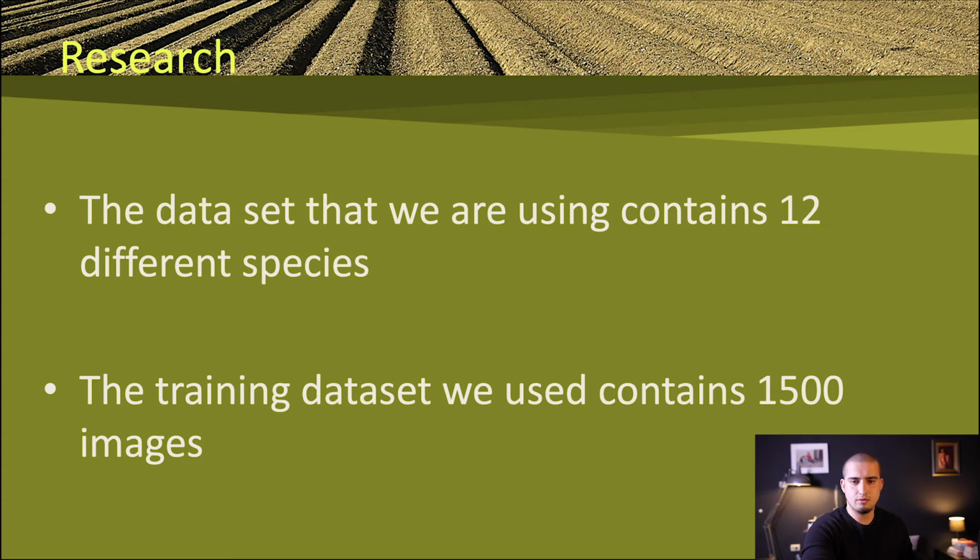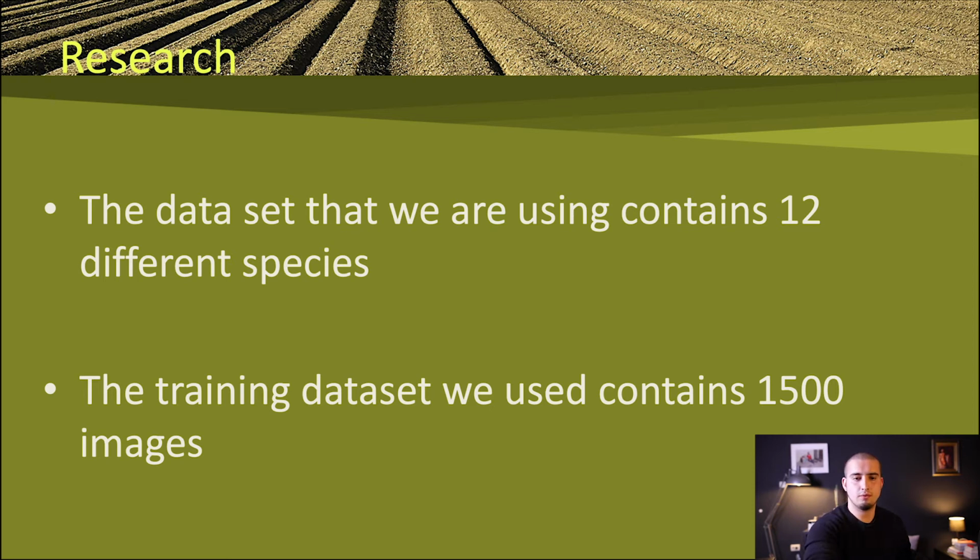The dataset that we used, here it is, contains 12 different species. There are two types I already mentioned. We had the positive and negative, with weed and without the weed images. The species we used are two types of black grass and common chickweed. The training dataset we used contains about 1,500 images, from which 770 are negative with no weed, and 730 are positive images with weed. The validation set contains 575 images, from which 203 are negative and 186 are positive.